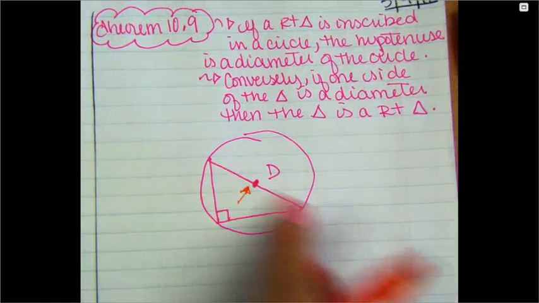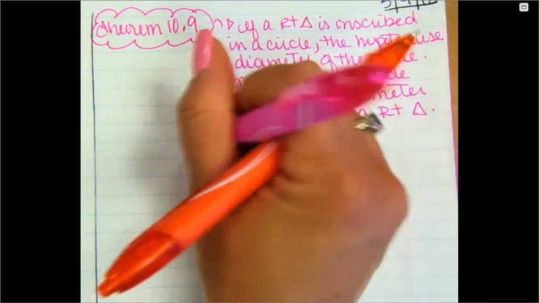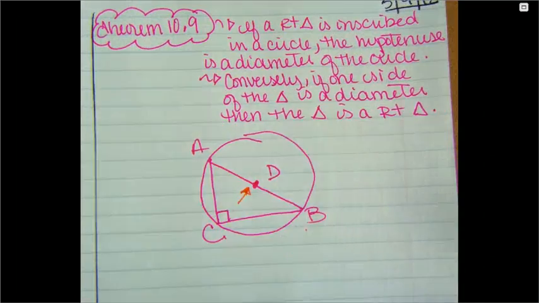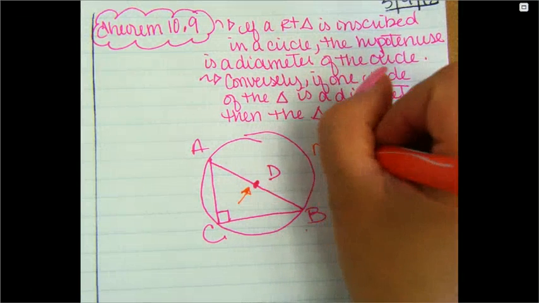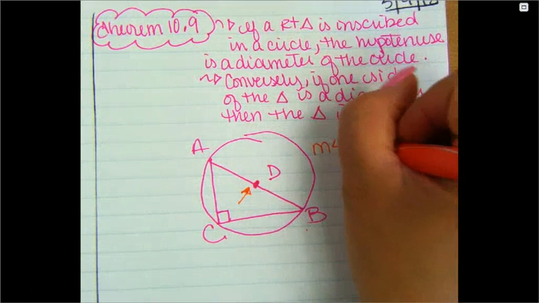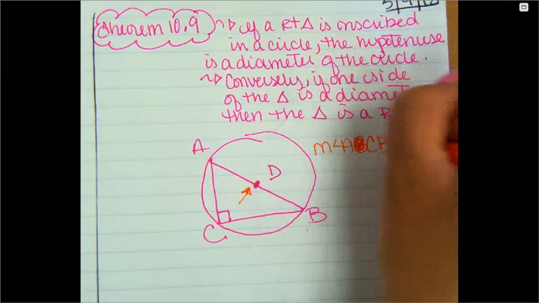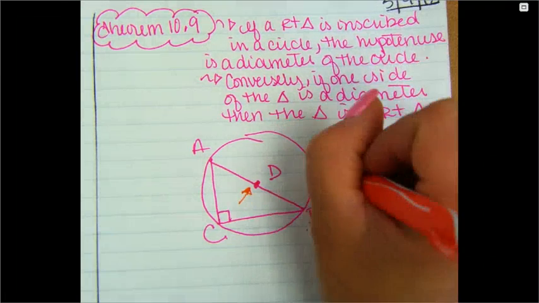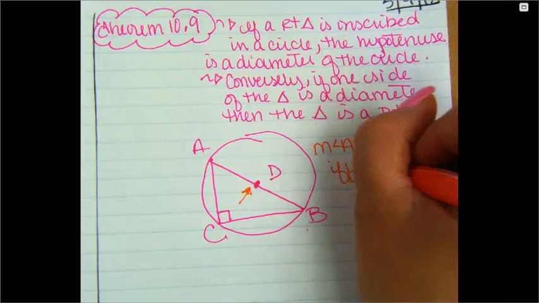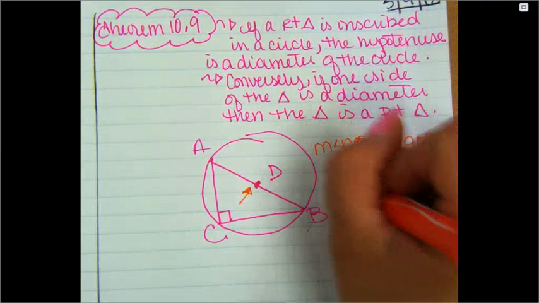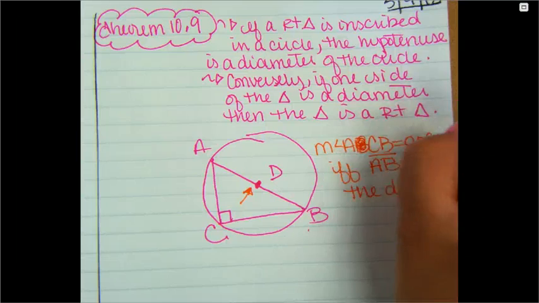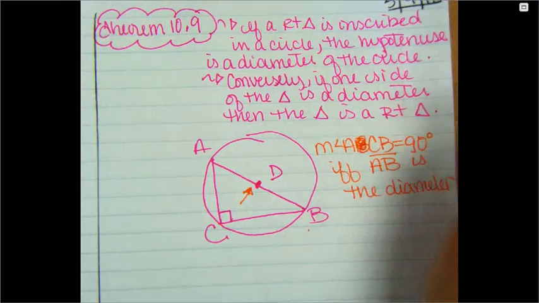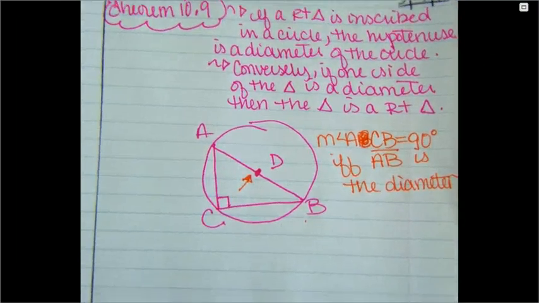So it's not going to be the ones touching. Call this A, call this B, call this C. Okay? So I know the measure of angle ACB, I did that backwards, equals 90 degrees if and only if segment AB is the diameter. Okay?